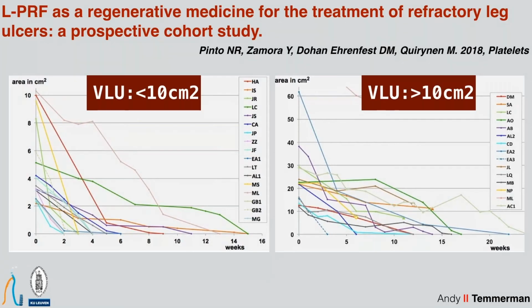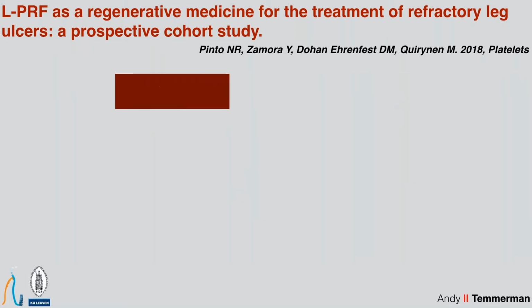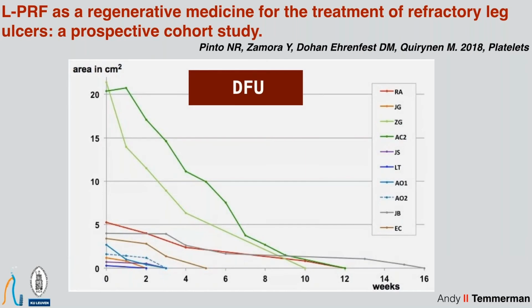And in this 2018 paper that was published in Platelets with the help of our department, here you can see a couple of patients with vascular leg ulcers who were treated, smaller than 10 square centimeters on the left, or bigger than 20 square centimeters on the right. And you can see that just by applying L-PRF week after week, even for very large non-healing wounds, we were able to diminish the surface after 3 to 4 to 5 weeks. And even for diabetic foot ulcers, in this study, Professor Pinto was able to do this.